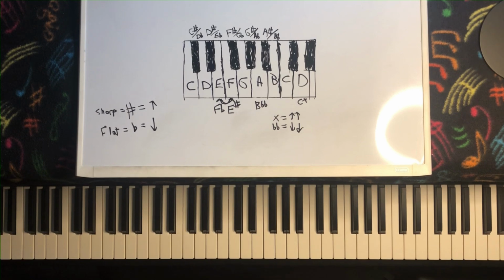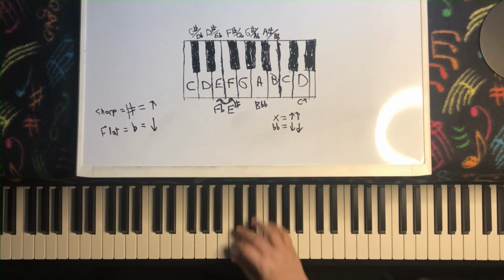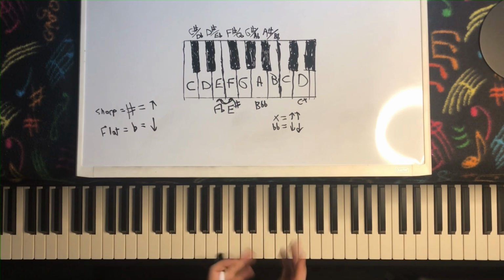So that's pretty confusing and something you're not going to have to worry about for a while, but I figured I would throw it in here. For now, all you need to know is sharps go up, so C to C sharp, flats go down, D to D flat, and sometimes these black keys are going to be able to be defined two different ways, and don't let that mess with you too much.